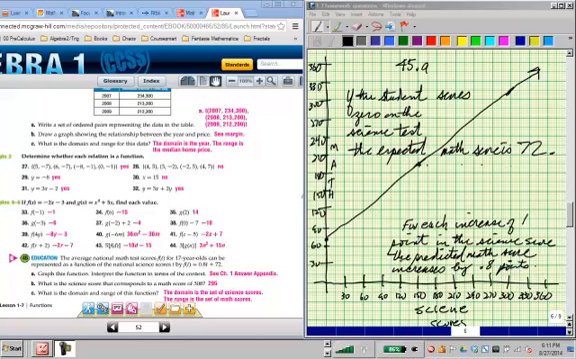Again I counted 10 squares over and went up 8. I put another point right here. Okay? And then I just drew a line connecting the points, and there's my line. So that's 45A. That's how I made the graph and how I interpreted the function in the context.